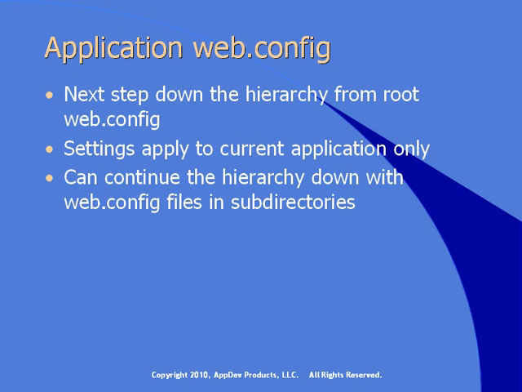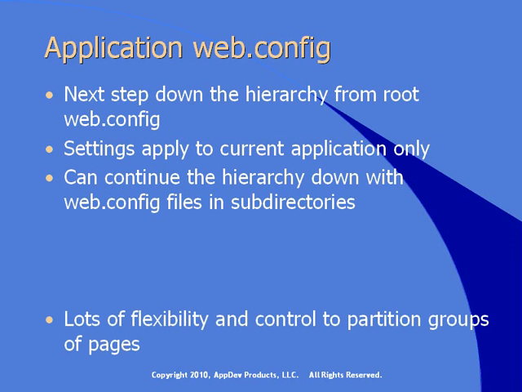So you can continue down the hierarchy with web.config files in various subdirectories, and each web.config file controls the behavior of the pages that are contained within that subdirectory, as well as any subdirectories of that subdirectory, as deep down in the file system as you care to go. So when you run your ASP.NET application, the Common Language Runtime computes the configuration settings hierarchically, starting again at the top of the hierarchy with machine.config, going to root web.config, going to application web.config, going into subfolder web.config files. This provides lots of flexibility and control to partition groups of pages.